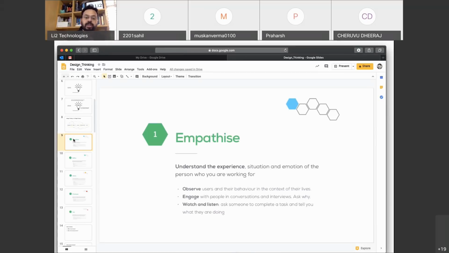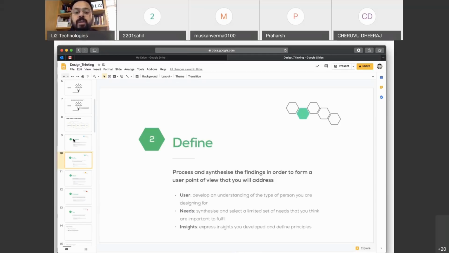So observation, engagement, watch, and listen, right? These four things form empathy. Very important. So what are those four things? Write it down. So Sahil's project, Rishabh's project, vertical windmill. Who is going to benefit from this? Define the problem from that perspective.